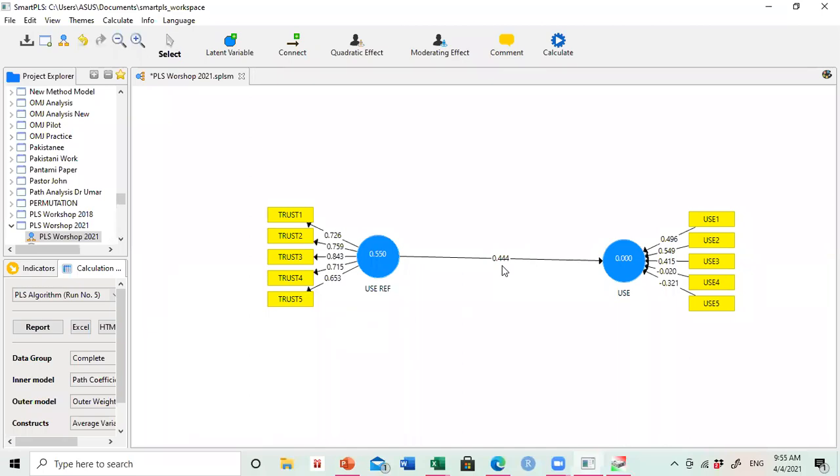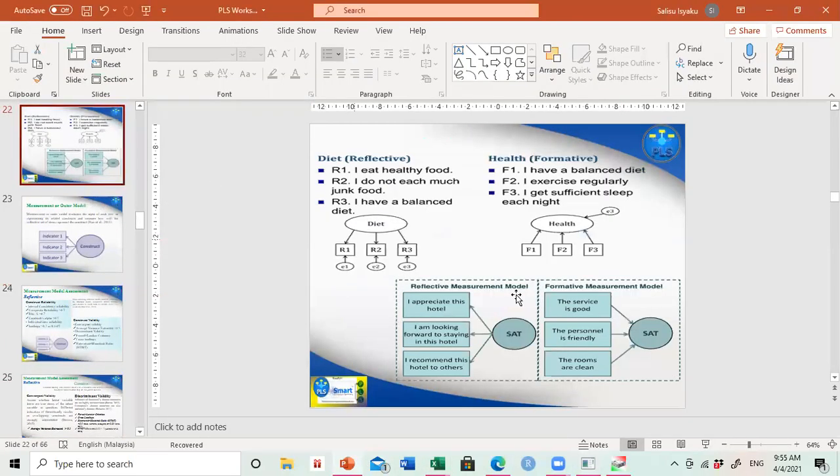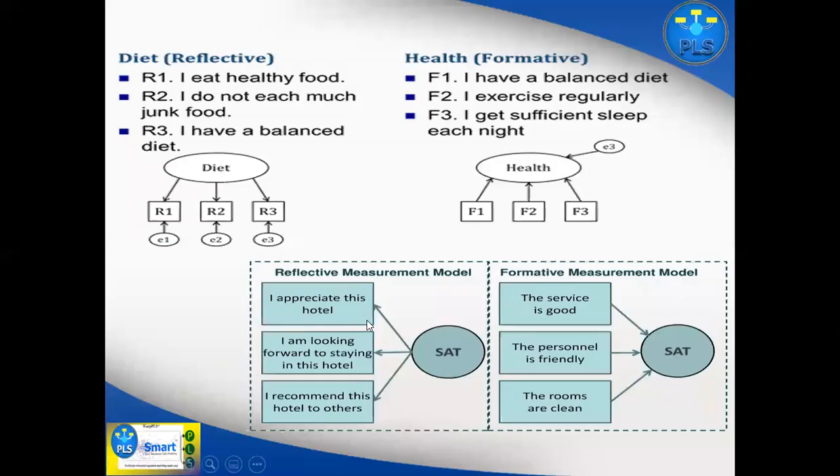This is one way. The second way is that you collect data using what they call a global item. A global item is one item that you add into your questionnaire that talks about the overall of your items. For example, here we talk about satisfaction. Okay, I appreciate this hotel. I am looking forward to staying in this hotel. I recommend this hotel to others. They are all what?